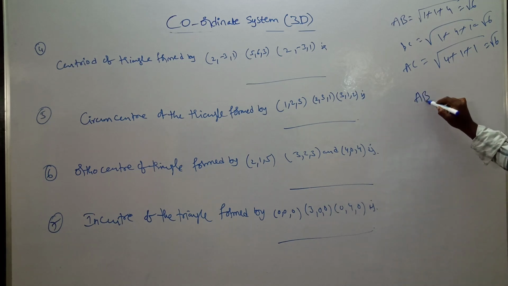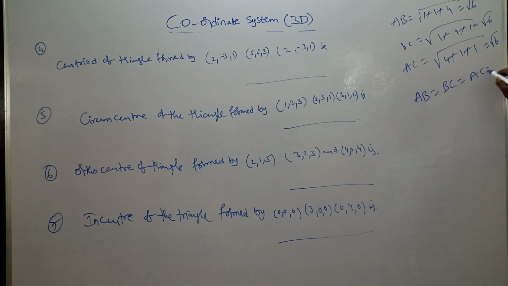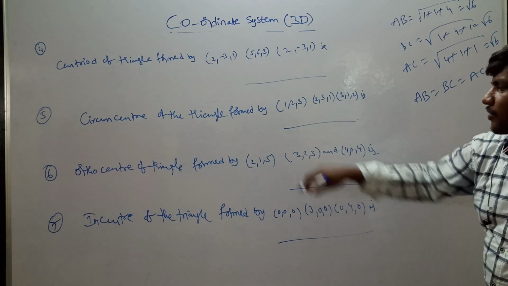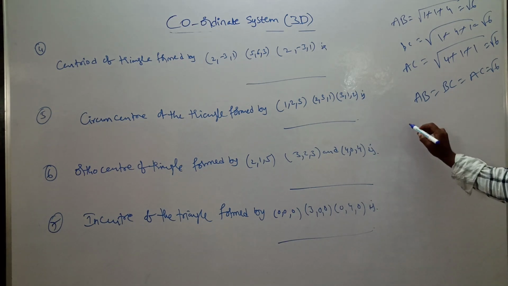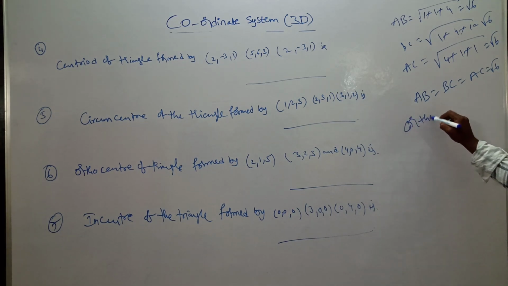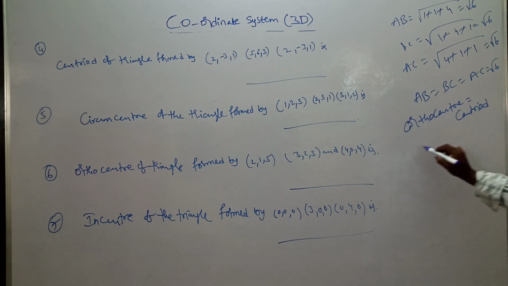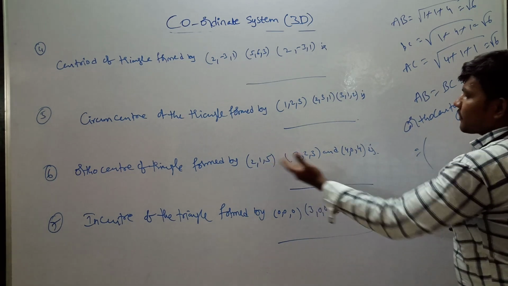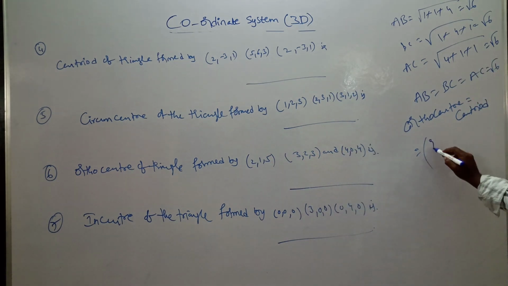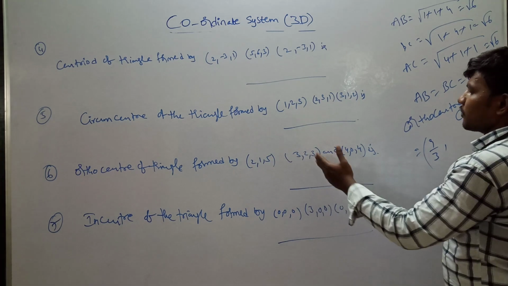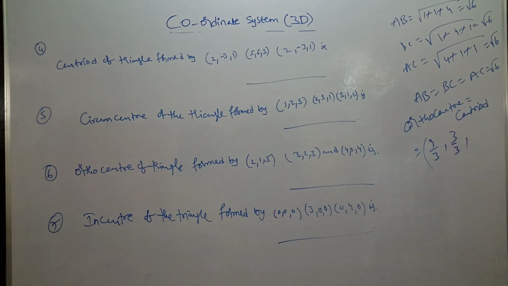Here also the length of the sides AB equal to BC equal to AC is equal to root 6. So the three vertices form an equilateral triangle. In an equilateral triangle, orthocenter is also equal to centroid. So it is (2 plus 3 plus 4) 9 by 3, (1 plus 2 plus 0) 3 by 3, (5 plus 3 plus 4) by 3, that is (3, 1).